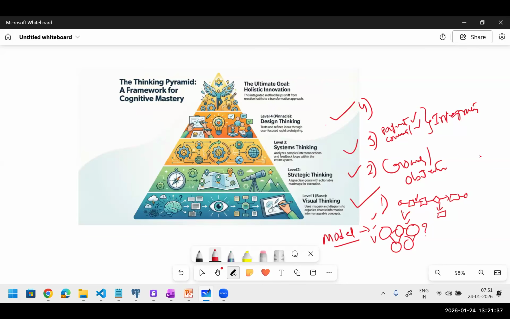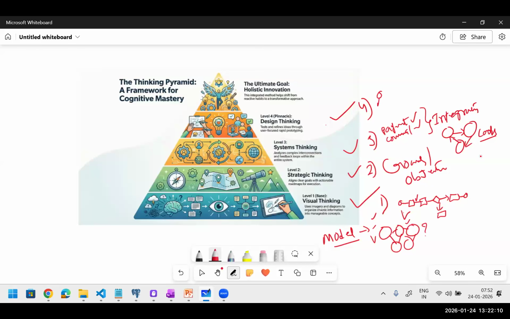Yes, we have to draw something like this. This is one system, another system, and how they are connected, what is causing what, and where the loops will be. The domain also we can understand like this. If you think visually, you will clearly understand the goals and objectives, and the systems that are integrated with each other. And finally, design thinking.